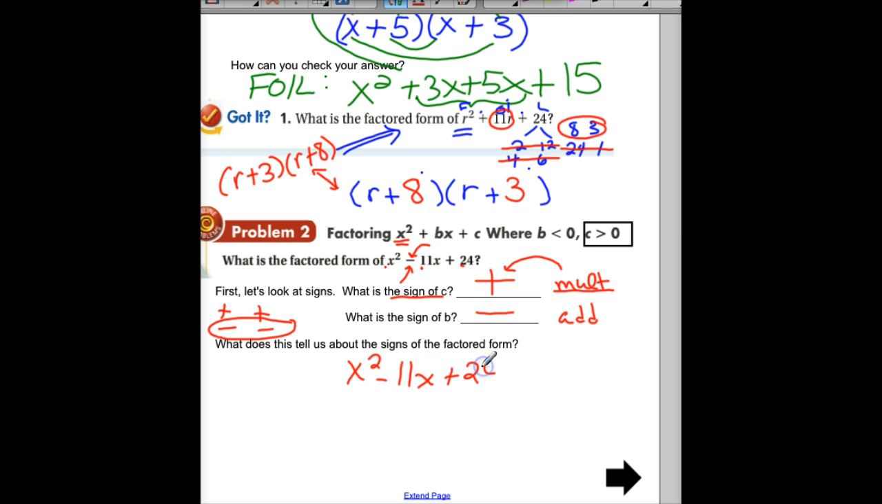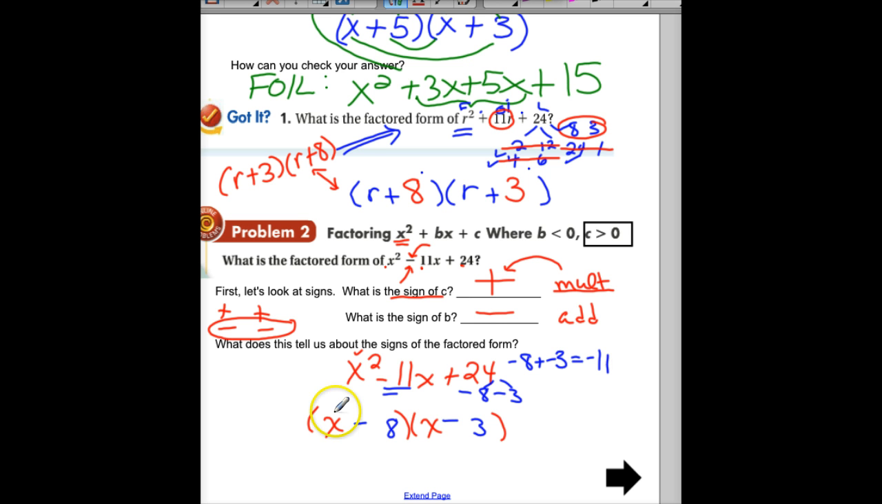Again, we're going to go through the same process. This comes from firsts, which can only be x and x. This 24 comes from the lasts, which we already did up here. Is it 6 and 4, 12, boom, boom. Which pair is it? And again, I'm choosing 8 and 3, but here's the difference. I have to have them both be negative so that they add up to a negative 11 here. Negative 8 plus negative 3 is negative 11.